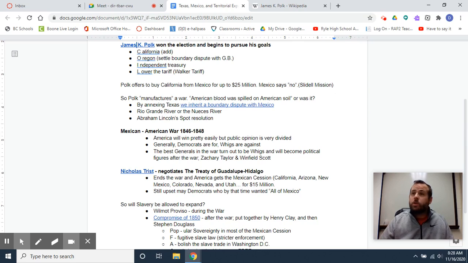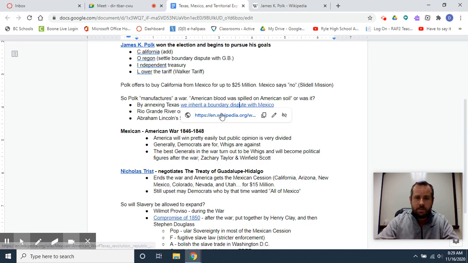Remember, the Louisiana Purchase, 40 years earlier, cost $15 million, and we got a lot more land. So $25 million for California. But Mexico says no. Polk is upset, and the next thing he does is, quote, manufacture a war. When we annex Texas, we inherit a boundary dispute with Mexico. James K. Polk is going to use this boundary dispute to engineer a war. Let me show you what I mean. Let's click on this link.